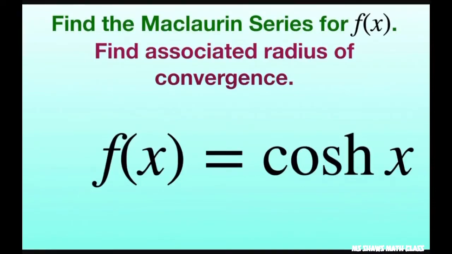Hi everyone, we're going to find the Maclaurin series for f of x and also find the associated radius of convergence. We have f of x equals hyperbolic cosine of x. So we want this to look like this. Definition of Maclaurin series. For this one, we're just going to write it as a sum.